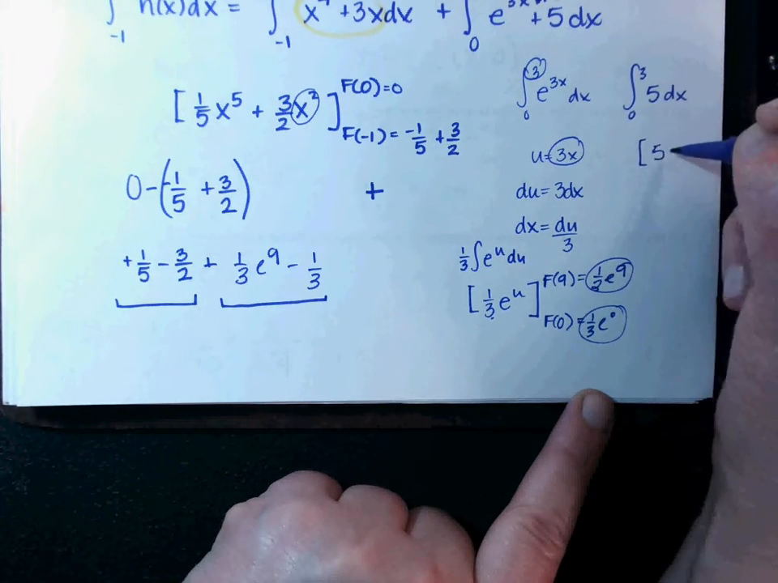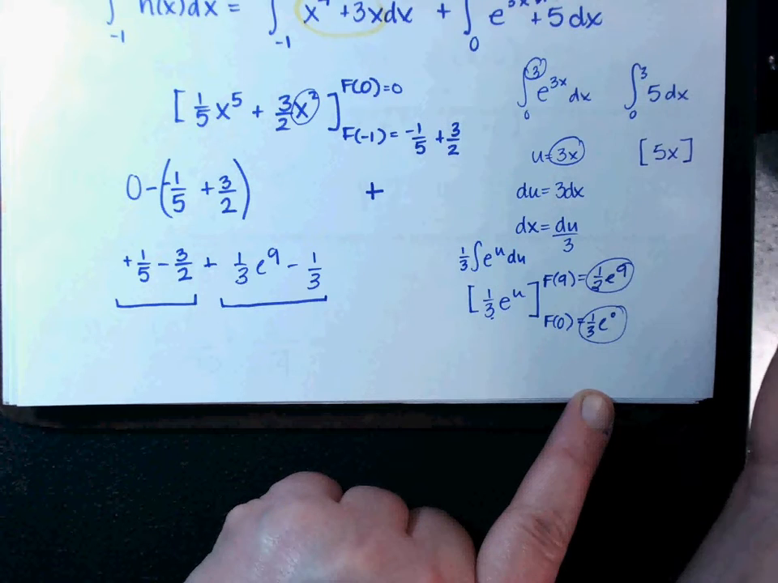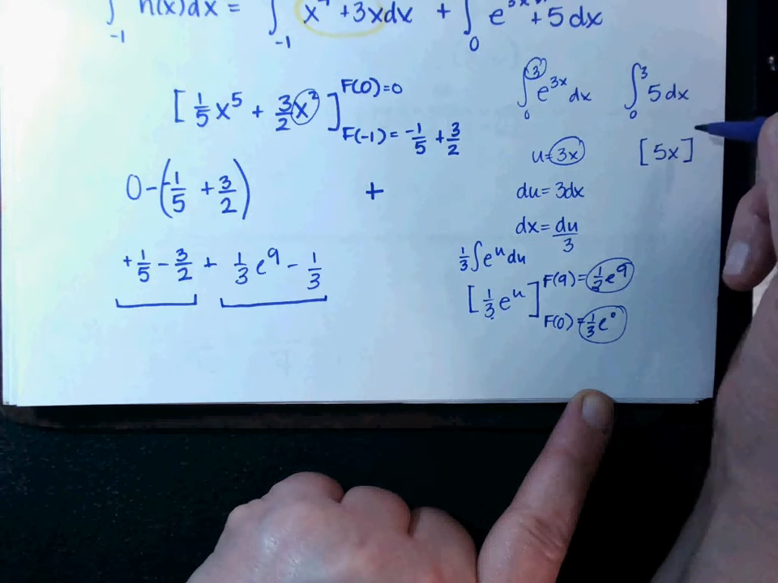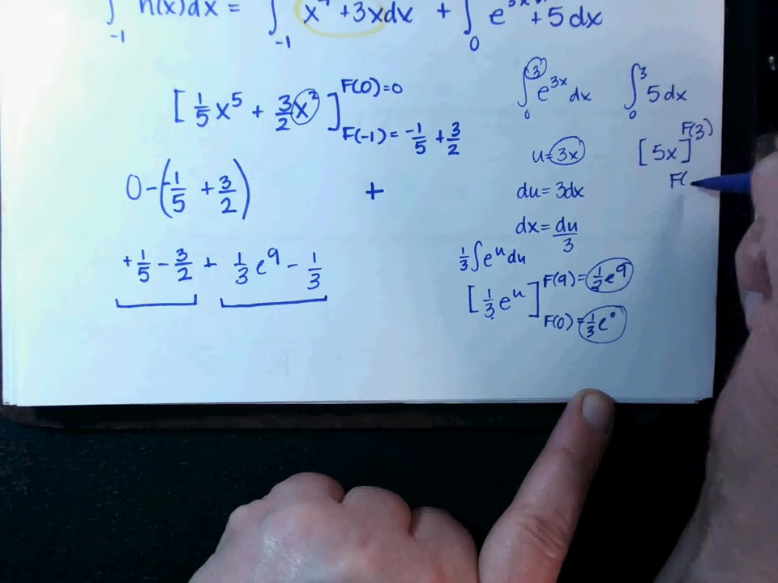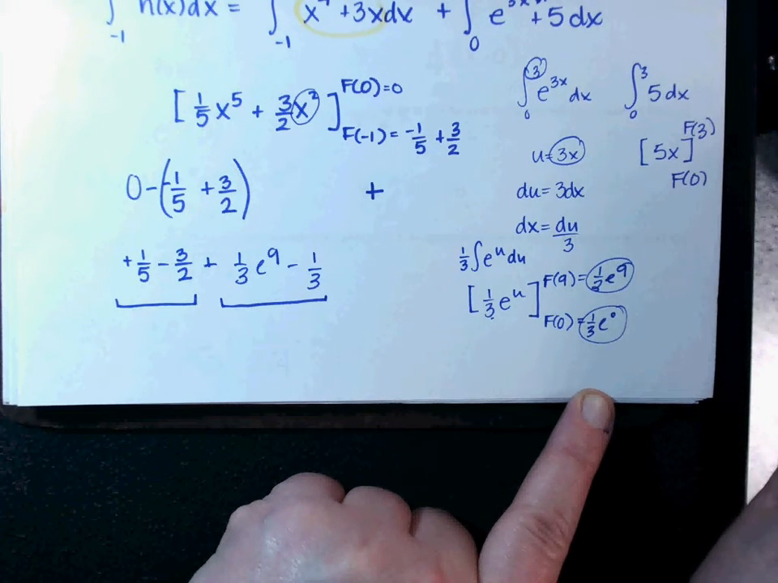5x. Notice we're putting brackets around our antiderivative. Then we're going to plug in 3. We're going to plug in 0.